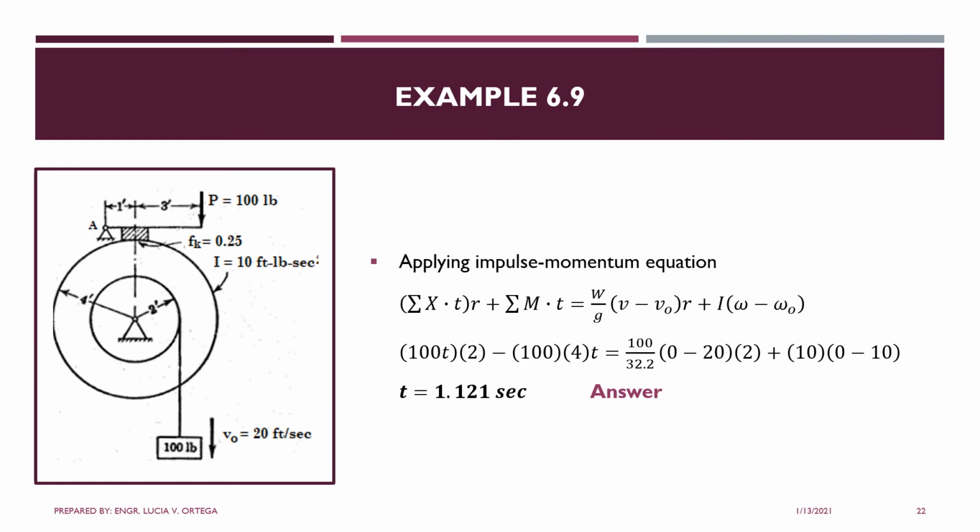The linear velocity is 20, divided by the radius, which is 2 for this one. So that is the angular velocity, 10. The final is also 0, minus 10. Solving for time, the time is 1.121 seconds. So it is rotating, and when you apply this force, there is contact with the brake lever. It will stop after 1.121 seconds.